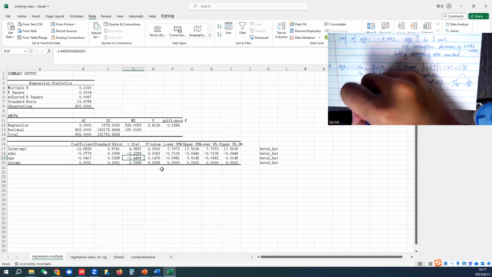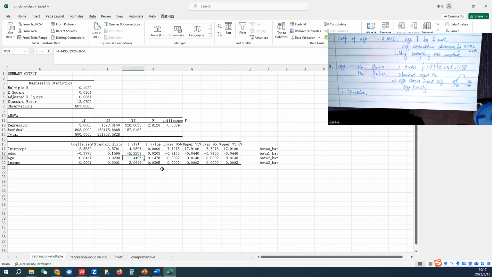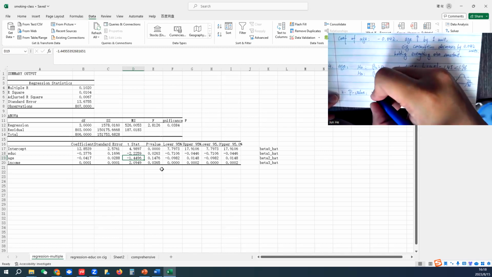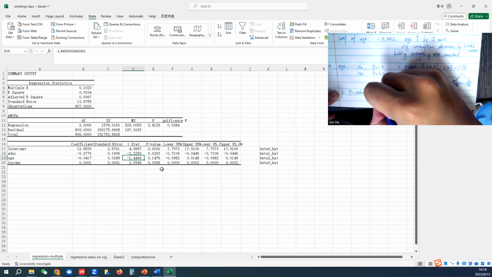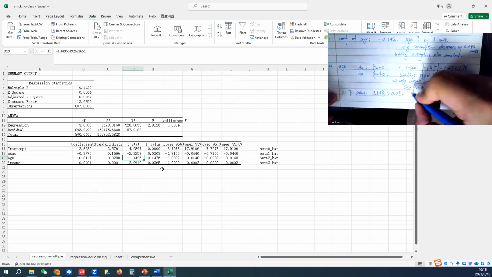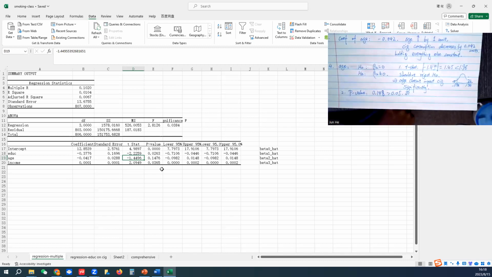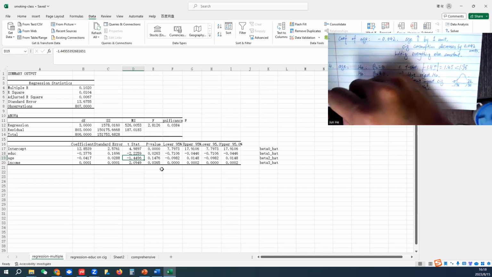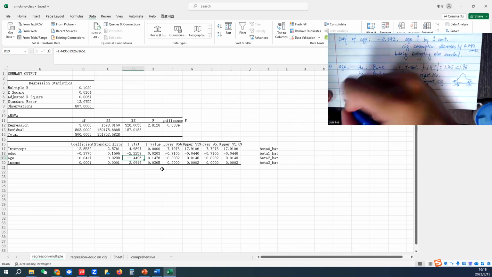Second one, p-value. Your p-value should be smaller than 0.05. For this case, it's a 95% confidence level, right? But here, the p-value is 0.147 or 0.148, which is greater than 0.05. Again, we have the same conclusion. We can't reject H0. There is no statistical significance. Namely, age doesn't impact cigarette consumption significantly.